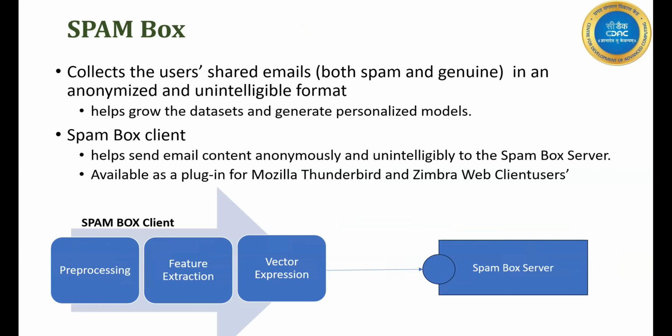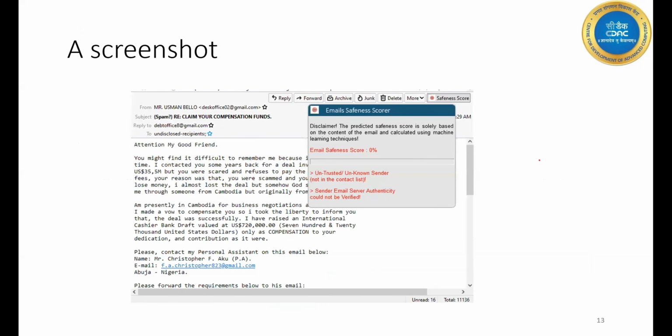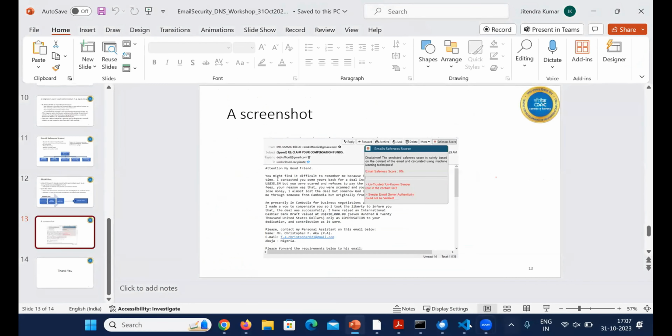And we are also providing a SpamBox client for sending your email data to the server. Basically, it works like this. From the SpamBox client, it does pre-processing, feature extraction, and then a vector representation is generated, and then it sends it to the SpamBox server. I think this is a snapshot. I will give you a demo. With that, things will be clear.